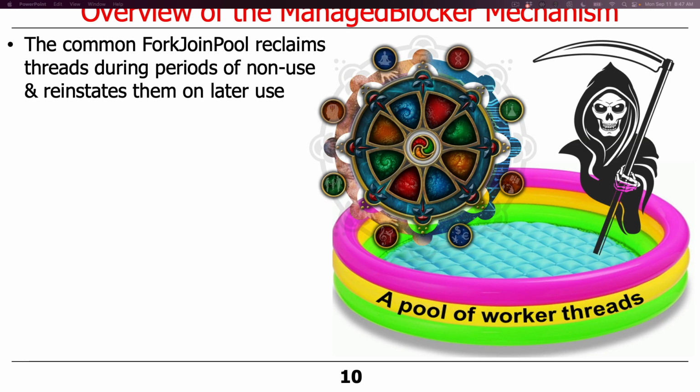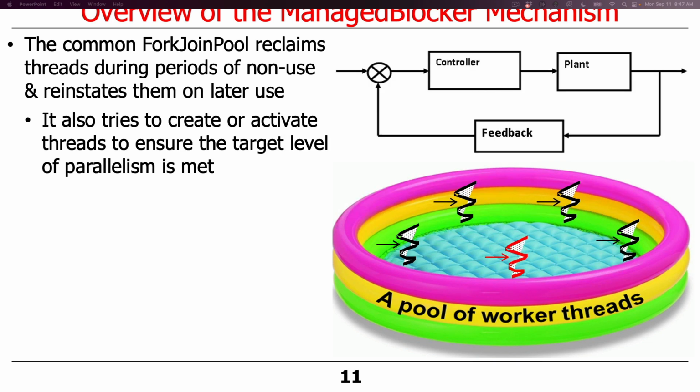The common ForkJoinPool reclaims threads during periods of non-use and then can reinstate them later if need be. So it basically has this sort of reaper facility that has a life cycle of threads, sort of like the samsara life cycle of reincarnation. It puts them to sleep or kills them and then brings them back and reincarnates them at some later point.